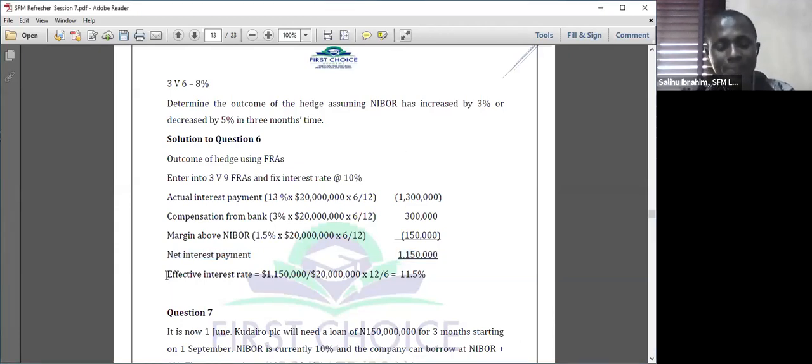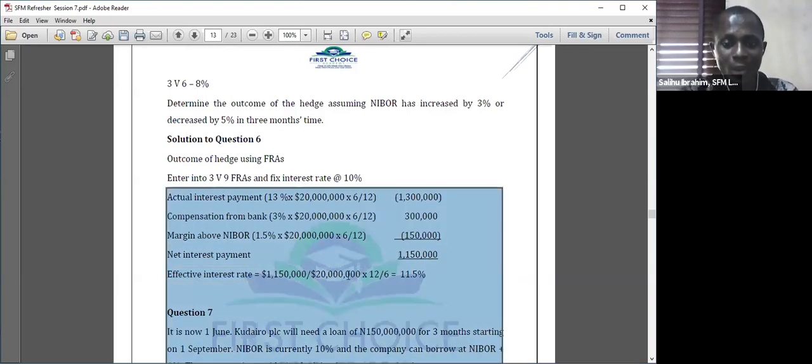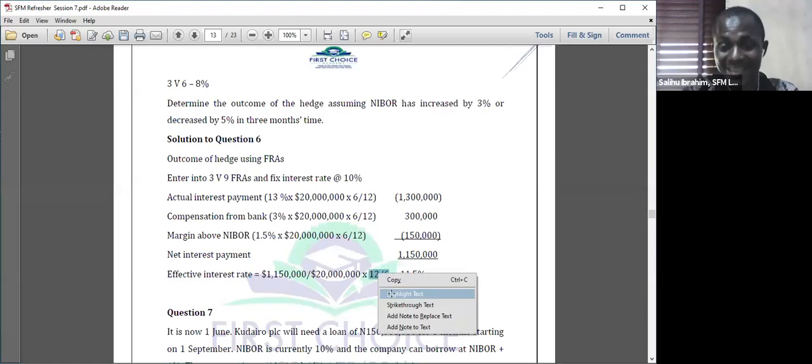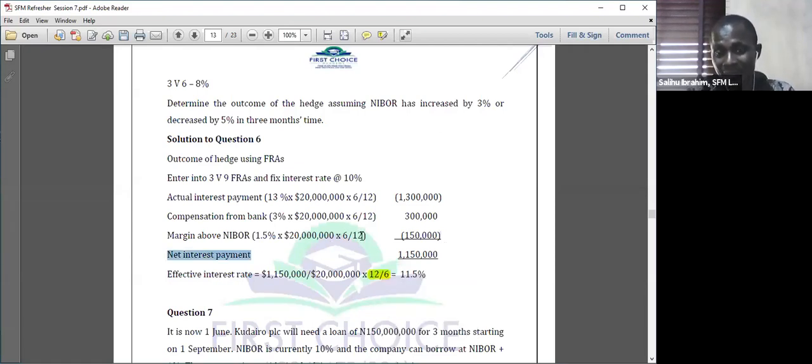Now you can compute your effective interest rate. Your effective interest rate is computed as outcome divided by your exposure, multiplied by 12/6. Let me explain why I'm having 12/6 here. This interest has been computed based on 6/12. This is 6-month interest, don't forget. But if you want to compute your effective interest rate, it must always be computed per annum, okay?